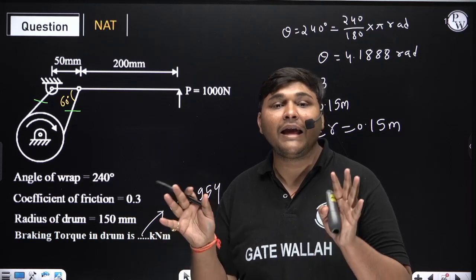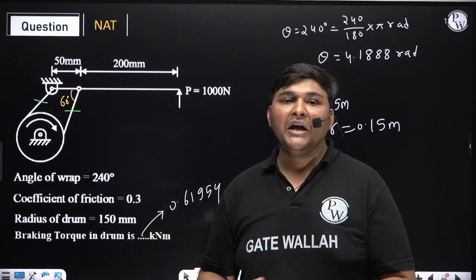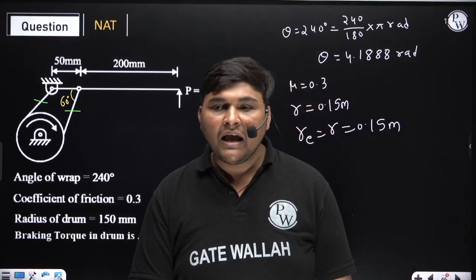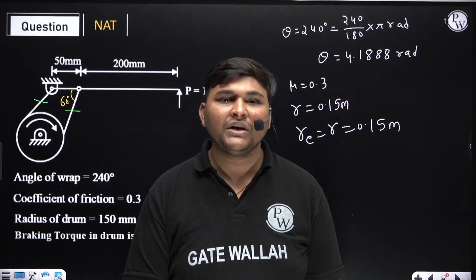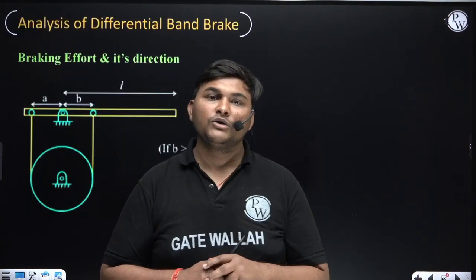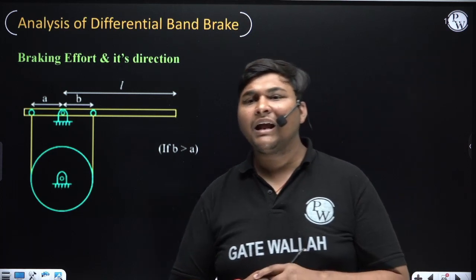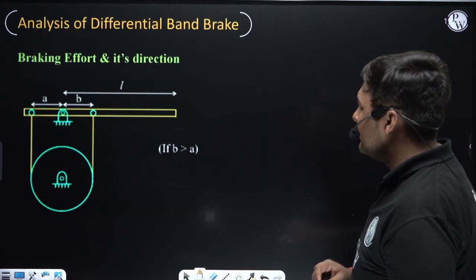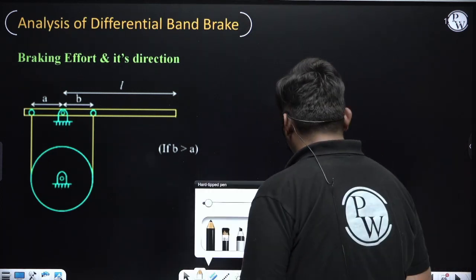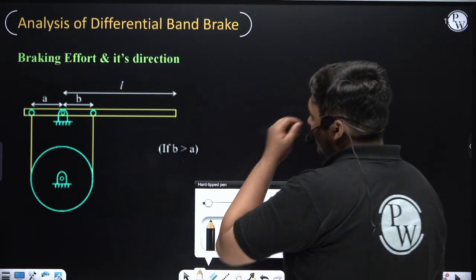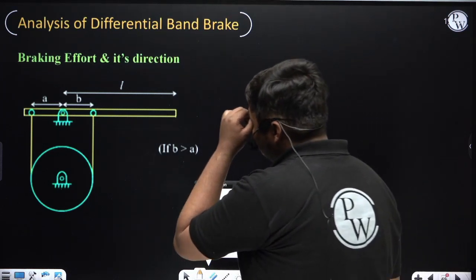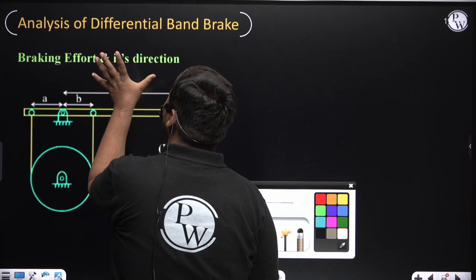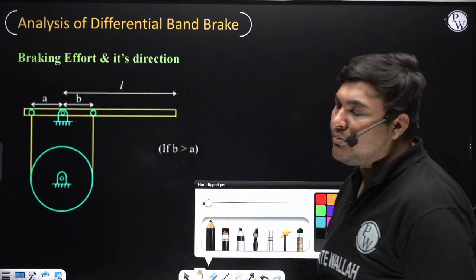So we have completed the analysis of band brake, and in that we have completed the analysis of simple band brake. Now we will start the analysis of differential band brake. So now we will discuss differential band brake. First, in differential band brake, we will discuss how to find the direction of braking effort.